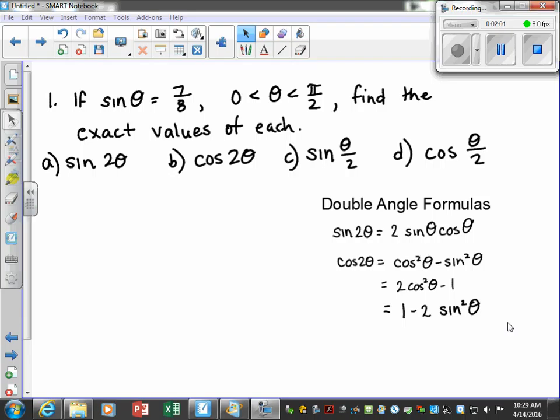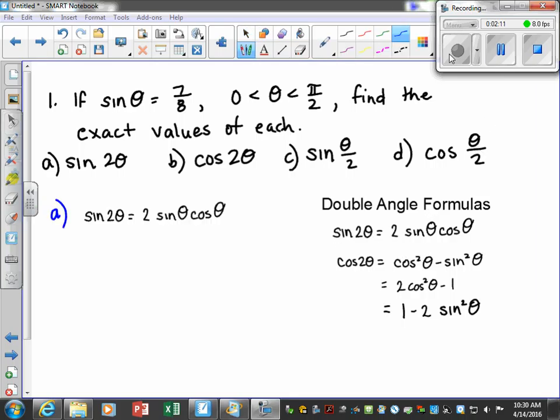So the first thing we're going to do is work with this sine of 2 theta, and I'm just going to write that formula down. Alright, now to be able to determine sine of 2 theta, I need 2 times the sine of theta times the cosine of theta. So what information do we need to be able to calculate this? We need the sine of theta and the cosine of theta. So what we need to do first is some background work and take our information. Well, we know sine of theta, so that's not going to be too bad. But I don't know cosine of theta necessarily.